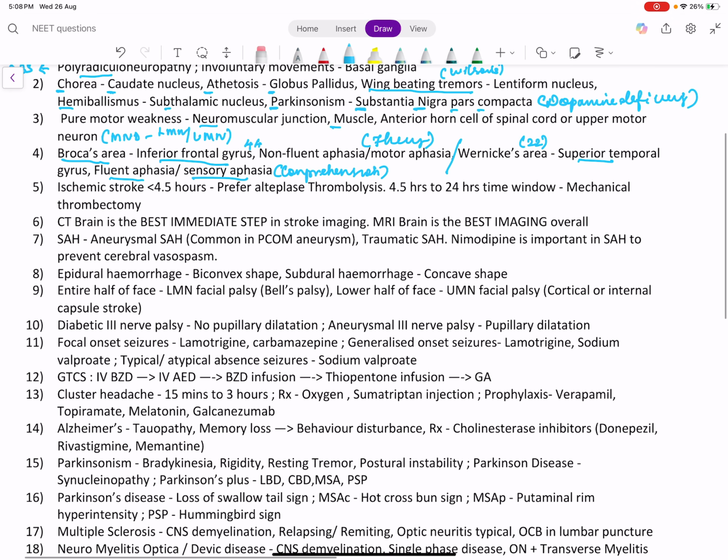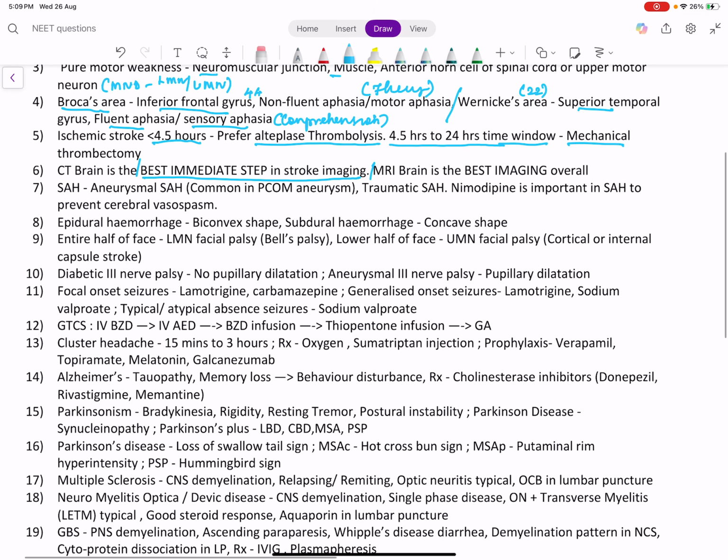In stroke, we have ischemic stroke and hemorrhagic stroke. For ischemic stroke presenting in less than 4.5 hours, that is the window period, we prefer alteplase thrombolysis. In some cases we don't do it, but we prefer alteplase thrombolysis. In the 4.5 to 24 hour time window, we cannot do thrombolysis, but we do mechanical thrombectomy. CT brain is the best immediate step in stroke imaging because it is time saving, but MRI is the best imaging overall for stroke.